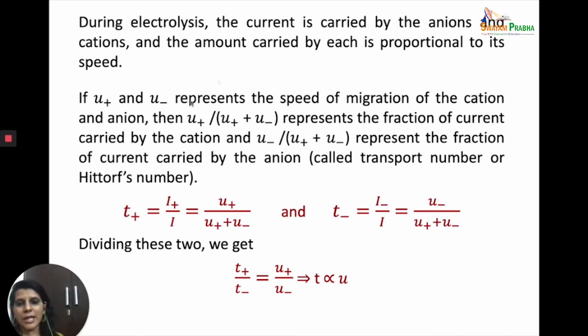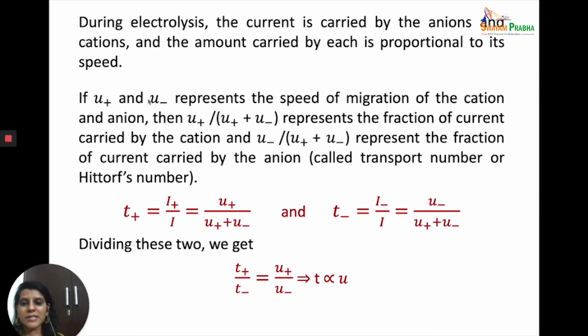Now during electrolysis, the current is carried by the anions and the cations both, and the amount carried by each is proportional to their speed. We already know that some of the current will be carried by cation, some of the current will be carried by anion, and the fraction of the current which they will be carrying will depend upon their speed.